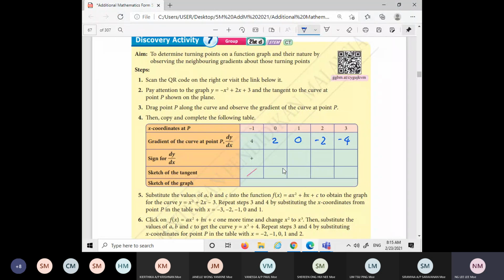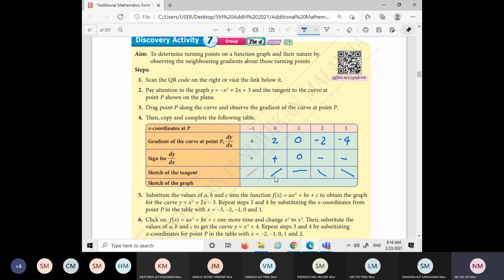The sign for dy/dx: this one is positive. This one has no sign, because this is 0. This is negative, this is negative, and this one maybe I can put for 0. Then for the sketch of the tangent, if positive it is this way, if negative it is this way, sloping down, and if the sign for dy/dx is 0 it is horizontal.